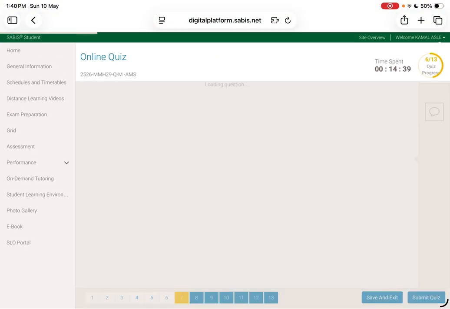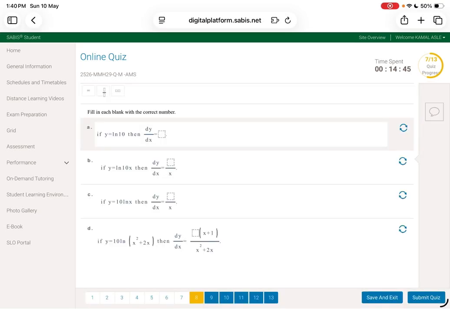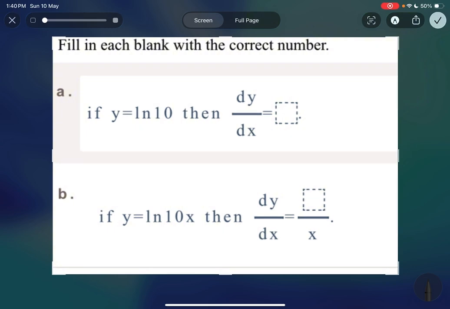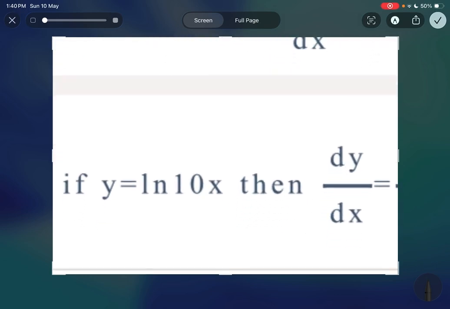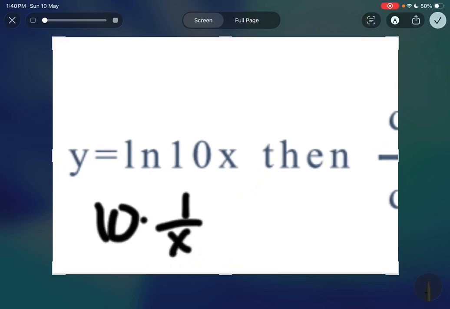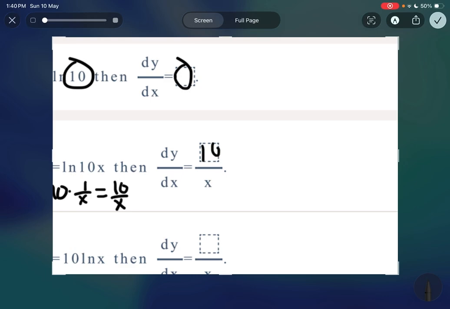Now moving on to question number 8. Okay, here question number 8 is almost the same as question number 1. Okay, so part A, they said y equal to ln 10. What's the derivative? You know the constant, there's no x, so it's 0. Always, okay? And then here ln of 10x. It will become, so you know that the derivative of ln of x is 1 over x, and there's a 10, so times 10. So this will become 10 over x. That's your final answer. It's very easy.